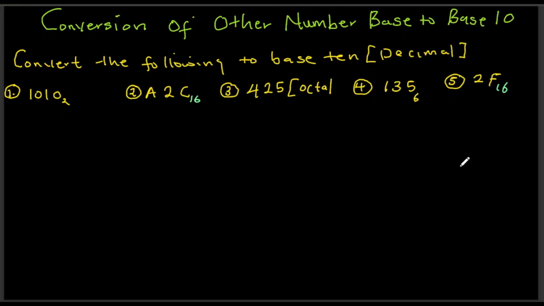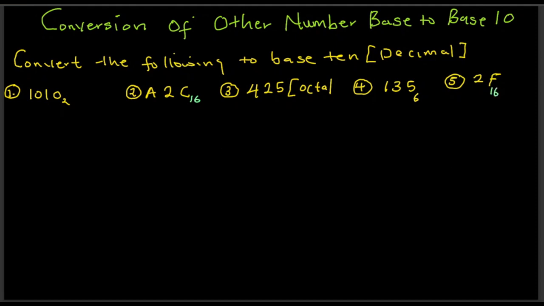Base 16 is also known as hexadecimal. So base 16 is hexadecimal. Let me write this well. So the next one says convert 45 octal. And of course we know octal is base 8. And the fourth one says convert 135 base 6. And the last one says convert 2F base 16.